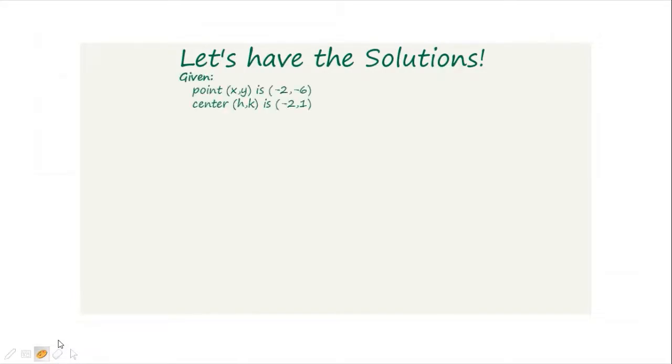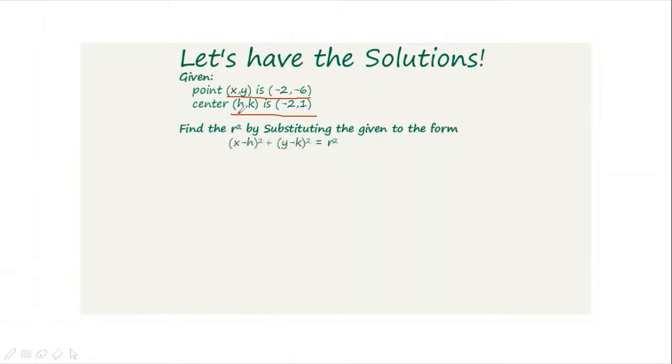First, we need to state the given. The point is (-2, -6), so this will serve as our (x, y). Then we have the given center, which is (2, 1), so we have (h, k). After stating the given, let's now find the r square.